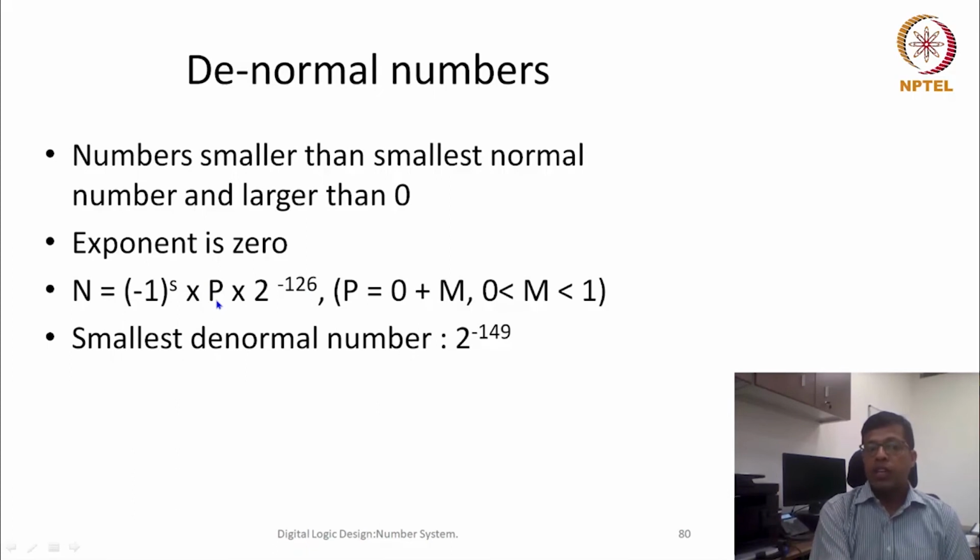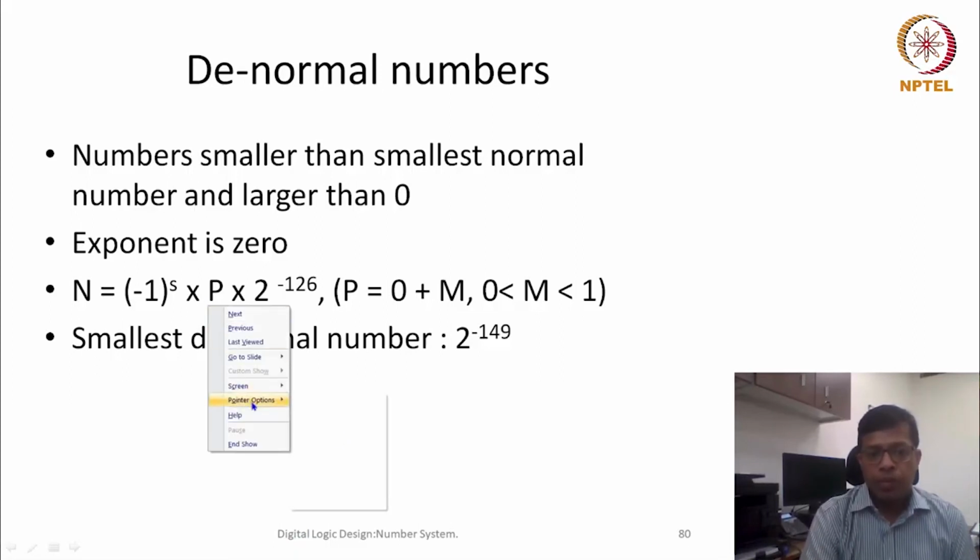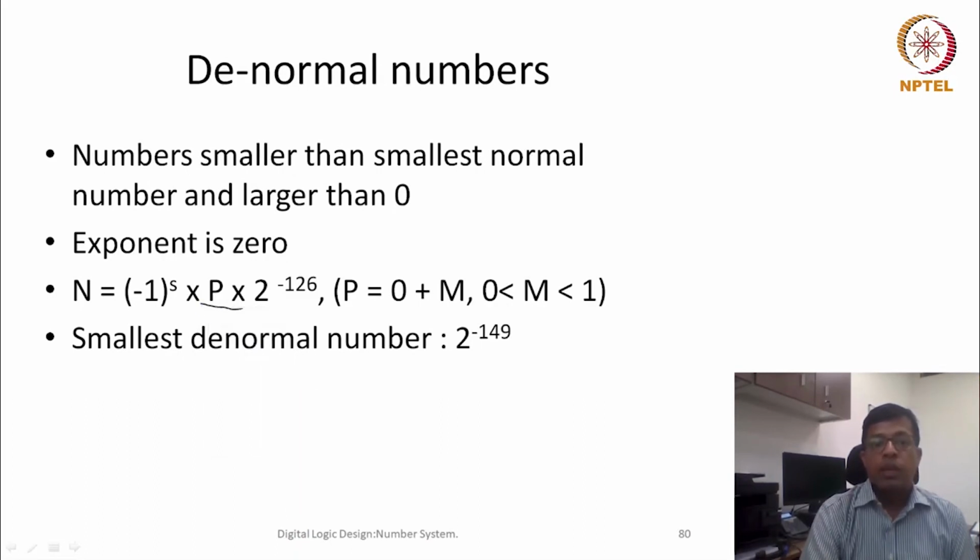And the leading one here, we remember that this number p represents significant as well as mantissa. Here the significant turned out to be 0 and the mantissa is added. And mantissa we always say is between 0 and 1. So that is why these particular d-normal numbers, because their calculation is different, are classified as different numbers. They are not normal numbers.